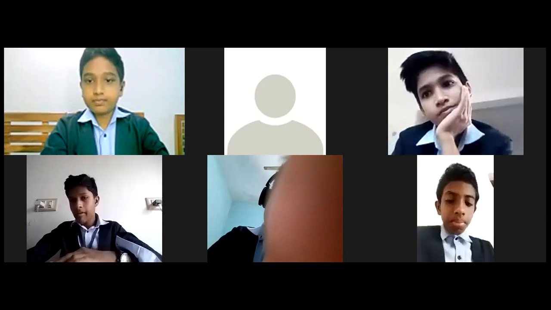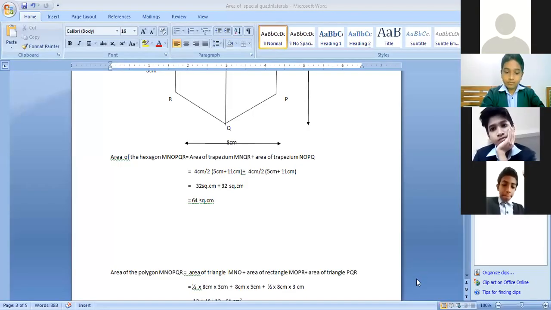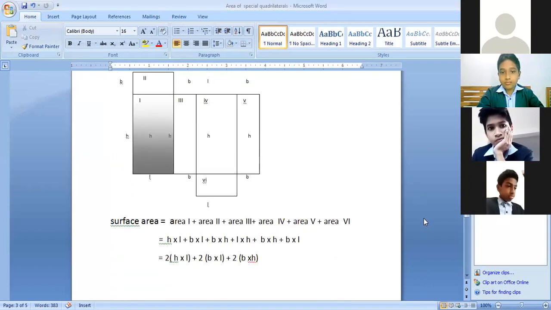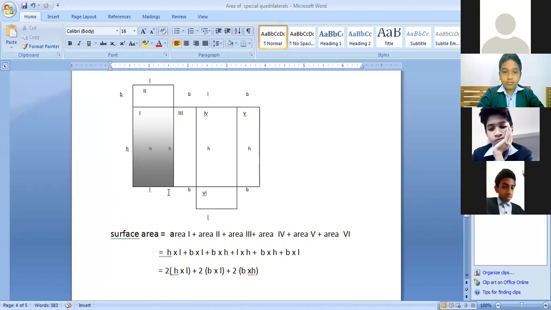So we were finding the surface area of a cuboid, right? And we reach here. Area of region 1, area of region 2, area of region 3, area of region 4, area of region 5, area of region 6. Okay. Area of region 1 is H into L.